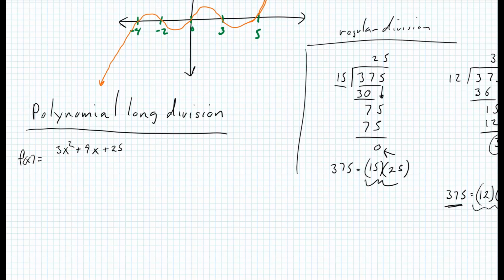I don't know why I wrote that so weirdly. 3x squared plus 9x plus 25. You are going to get tired of hearing that. And suppose I want to know, is 3 a root of this? In other words, is x minus 3 a factor of f of x?